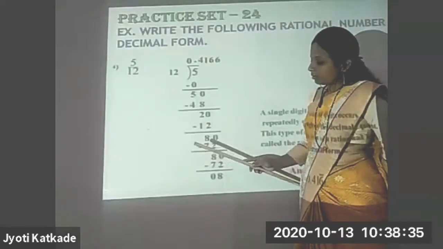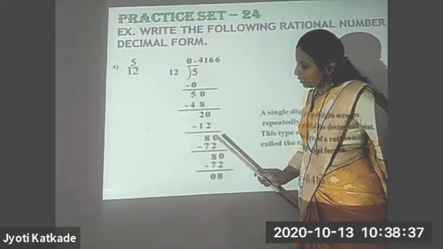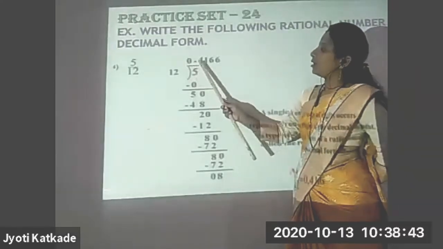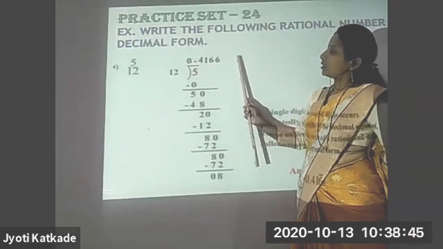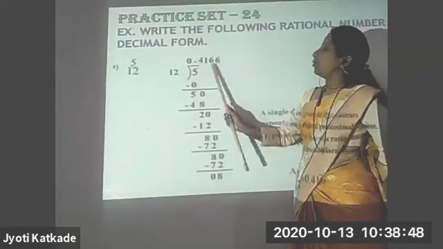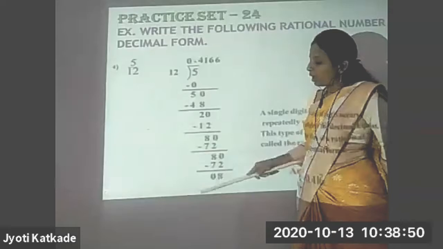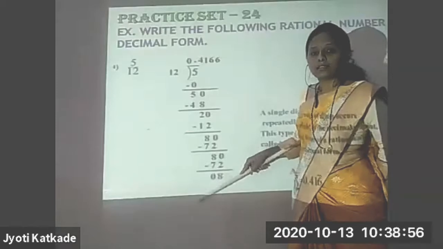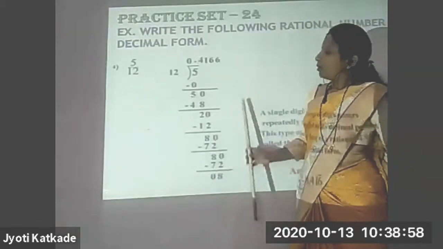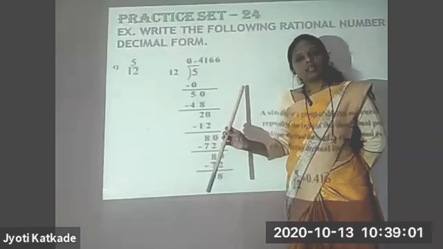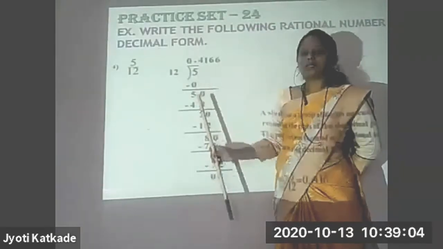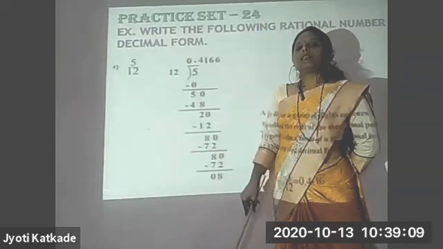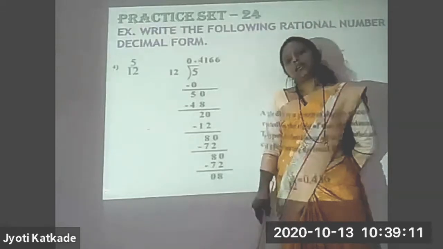Means when we divide 80, we get again 72, 12 sixes, means 0.41 and 6666, up to infinity we get 666. There is no end of this division. Means we can't get remainder 0. That's why we say this type of decimal form is called a recurring decimal form or non-terminating decimal form.